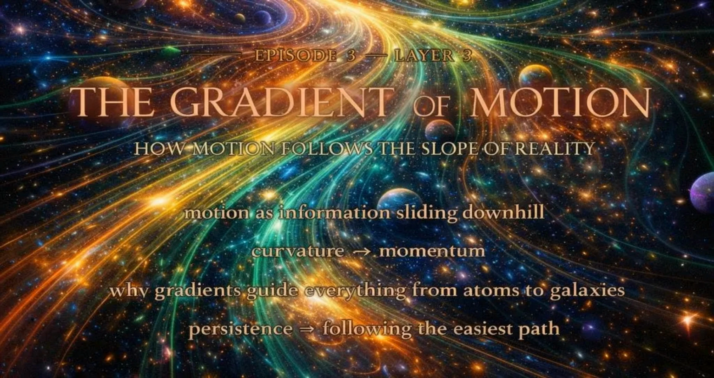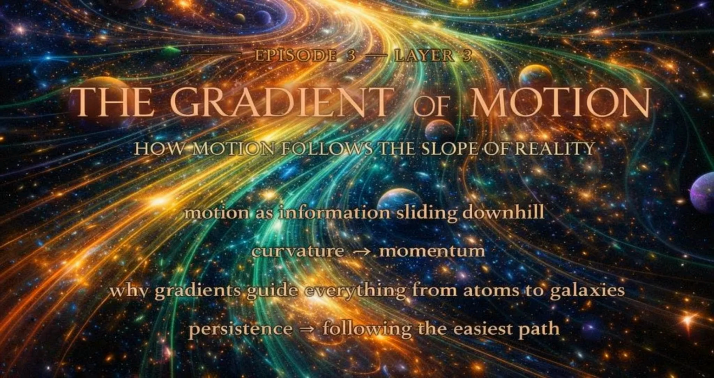Welcome to Episode 3, The Gradient of Motion: How Motion Follows the Slope of Reality. Motion feels like one of the most complex behaviors in the universe, yet its foundation is surprisingly simple. Everything that moves, particles, planets, light, even living organisms, does so for the same underlying reason. Reality contains slopes. Whenever the universe forms a gradient, information naturally slides downhill. This is the heart of Layer 3 of the Carroll Wells Gradient.